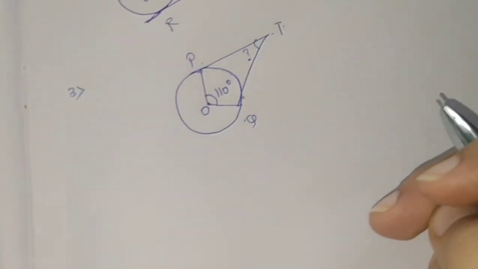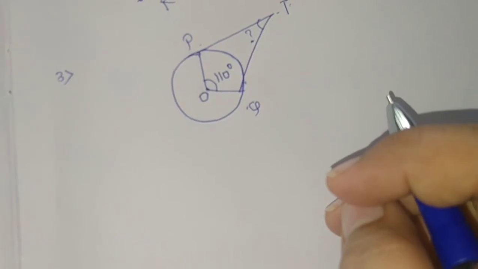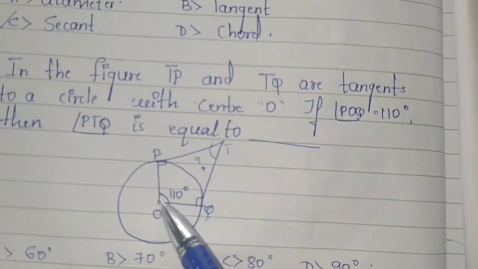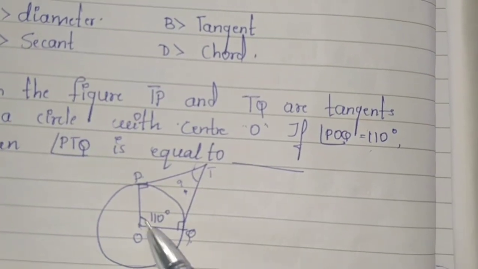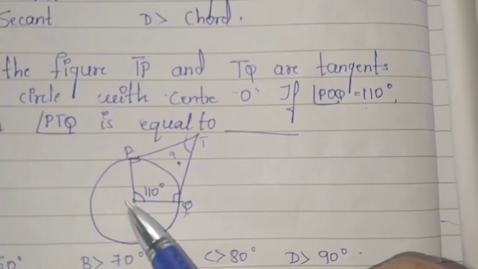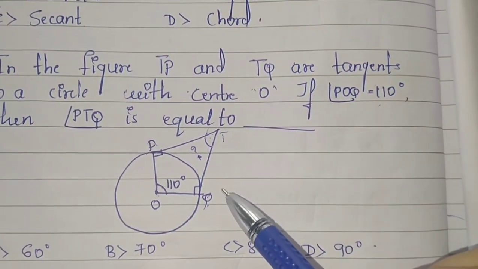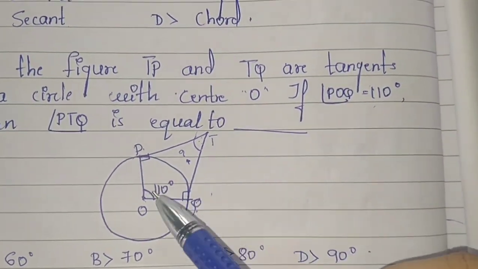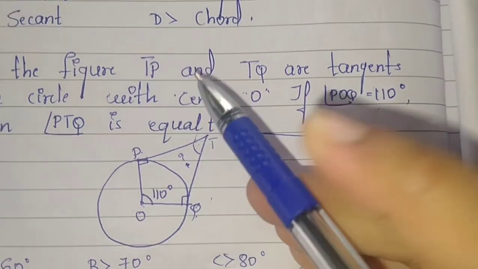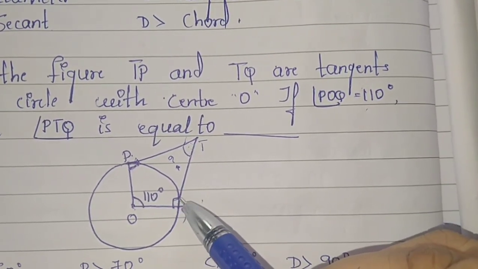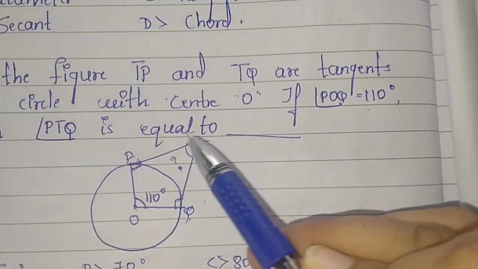In order to find the angle PTQ, see here, you can see these two angles, the sum of these two angles is always equal to 180 degrees. That is, angle POQ plus angle PTQ will be equal to 180 degrees, because we know that this angle and this angle is 90 degrees. Now this is one quadrilateral.